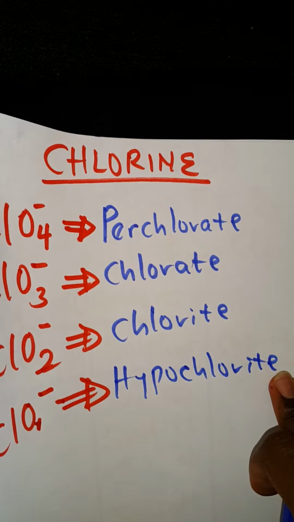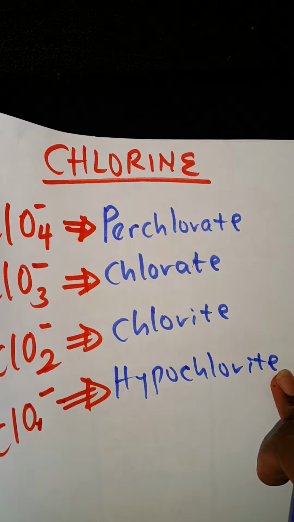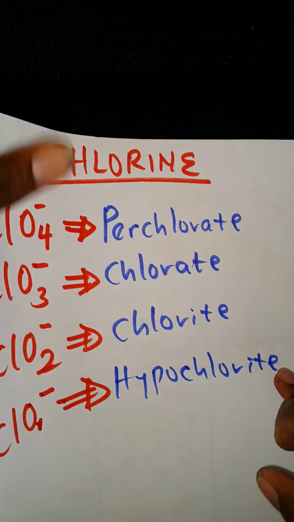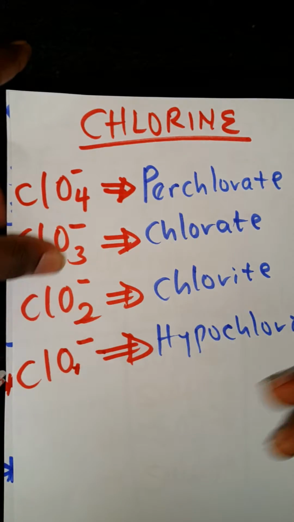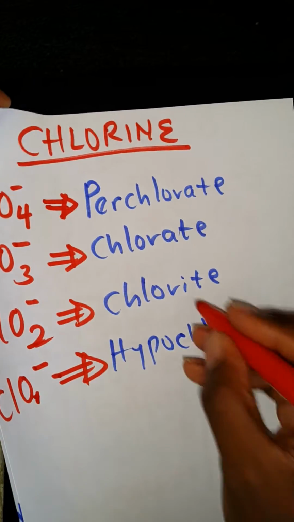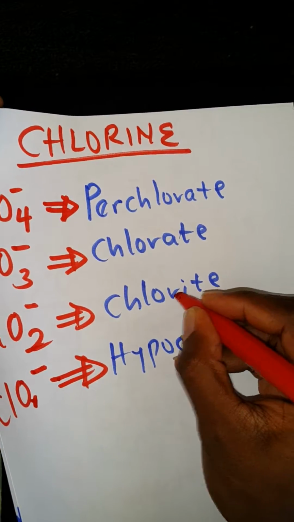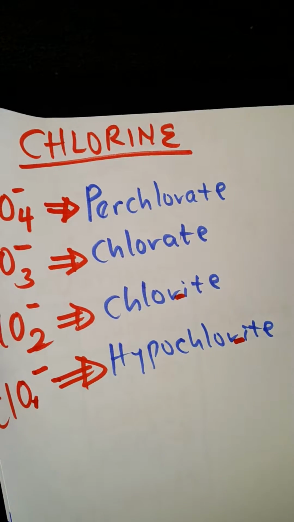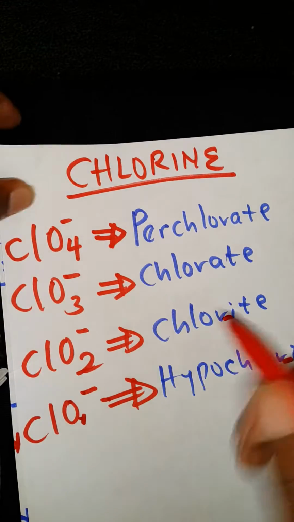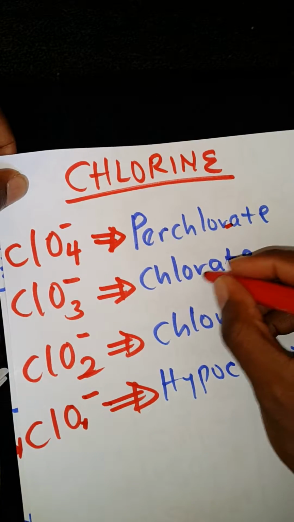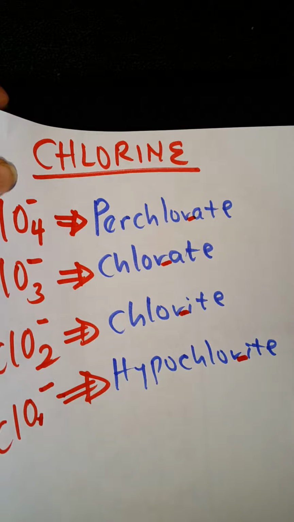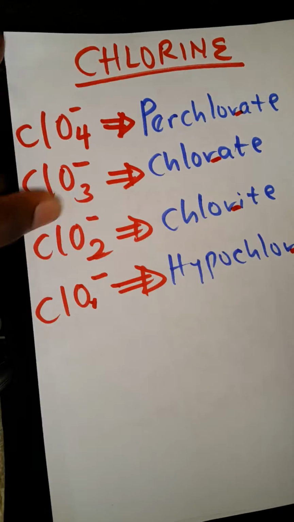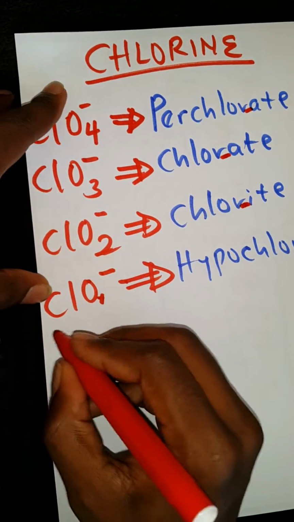Some students always forget these things, but I'll give you a shortcut. Just have it in mind that 1 and 2 always end with ITE, and 3 and 4 end with ATE. If you're able to know this, then I don't think you can have any problem with this. So let's now solve three examples.